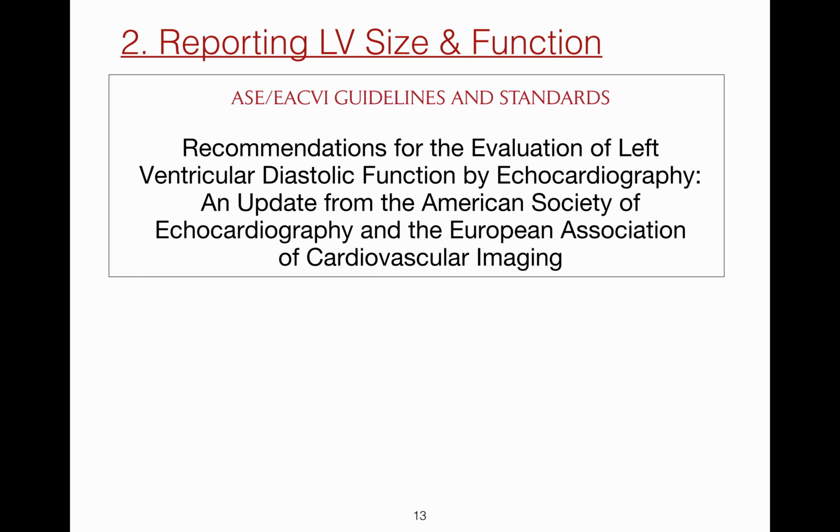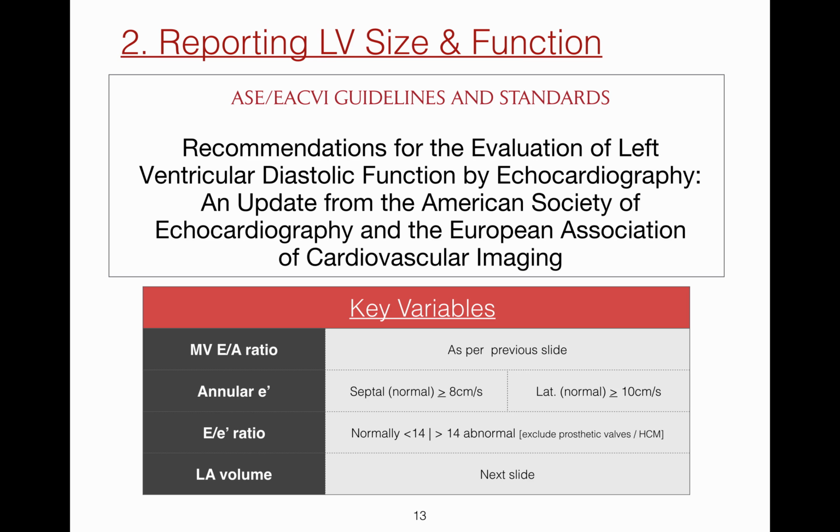Other key variables related to LV diastolic function include the normal values for annular E' velocities, which are included on this slide. It's helpful to indicate the E over E' ratio as well. It's more helpful to indicate what this ratio means. That is, remember that it is an indication of whether the patient has or does not have, based on measurements, an elevated left ventricular end diastolic pressure.